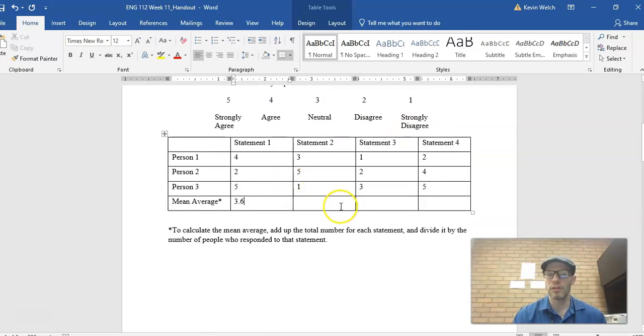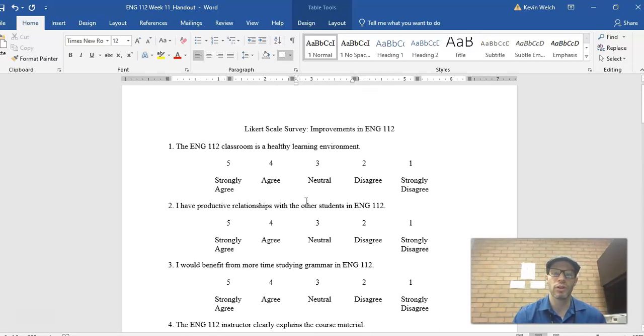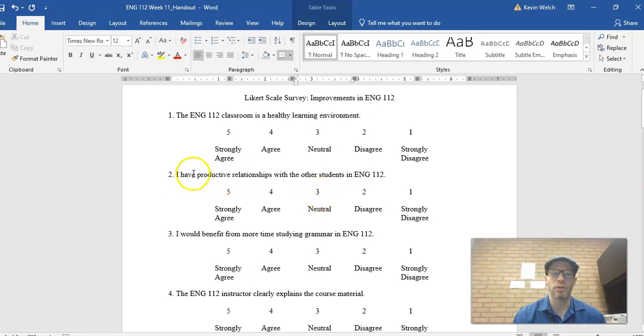And then I would do the same thing for every other statement. 3 plus 5 is 8, plus 1 is 9, 9 divided by 3 is 3. Oh, everyone feels what rating is a 3? Neutral about having productive relationships with other students in English 112. And as a social scientist, you go, oh crap, well then how can we make that better?